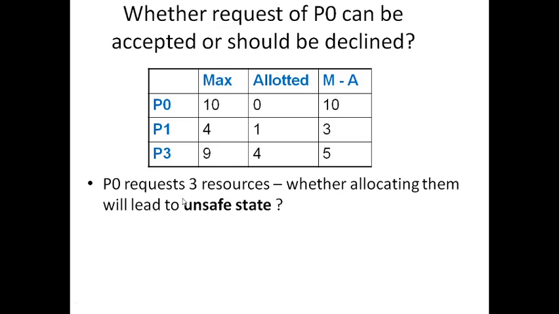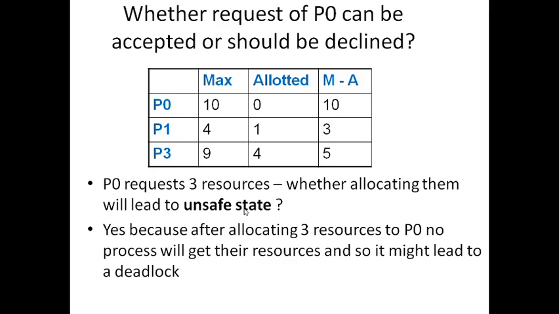For example, in the same situation, P0 requests 3 resources. Whether allocating them will lead to an unsafe state or not, for that we have to do the calculation. What if we have got 5 resources currently, and out of the 5, if you allocate 3 to P0, what will happen? We will only have 2 more resources in hand, and those 2 resources are neither sufficient to finish P1 or P3, which means that the system will turn unsafe.